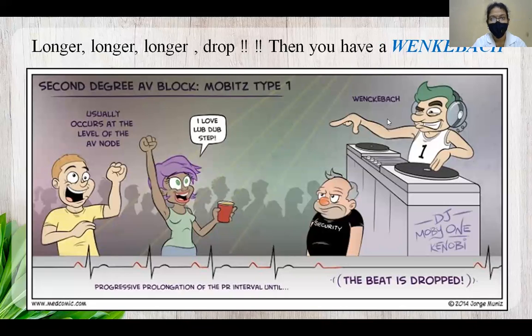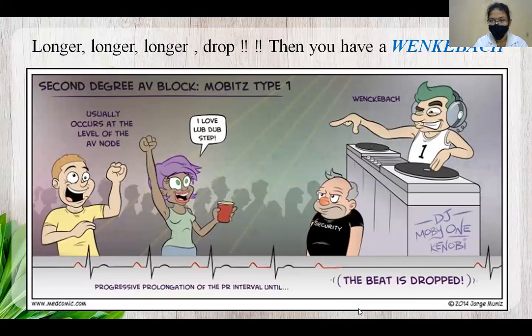This is the second one. So longer drop. Then you have the D bands. So this is a DJ where there is progressive prolongation of the PR interval. And then suddenly there is a drop of one QRS complex. Means one beat is dropped.